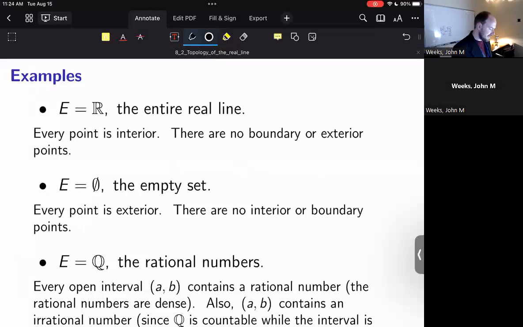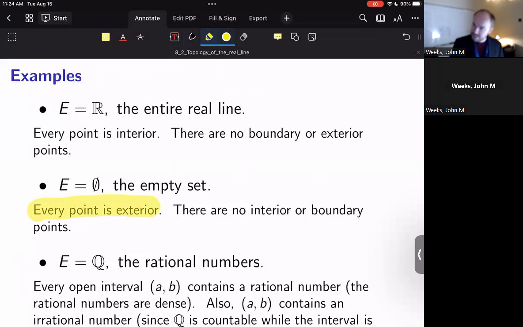What about the empty set? The empty set similarly has no separations. So there shouldn't really be any boundary between it. But this time, there's no point inside of the empty set. All of the points are outside of it. So it makes sense that every point is exterior in this set. And indeed, there are no interior or boundary points.